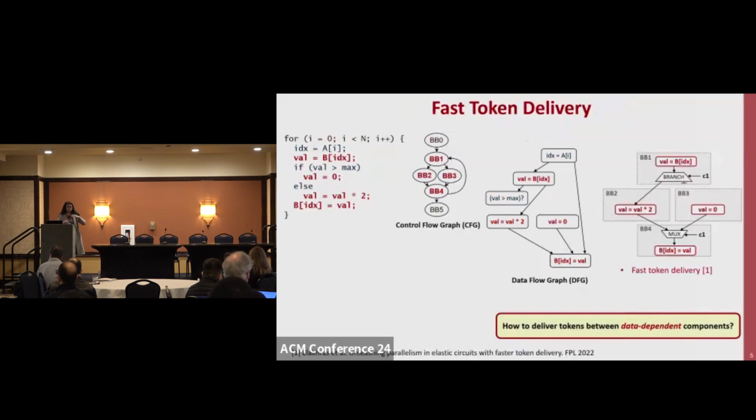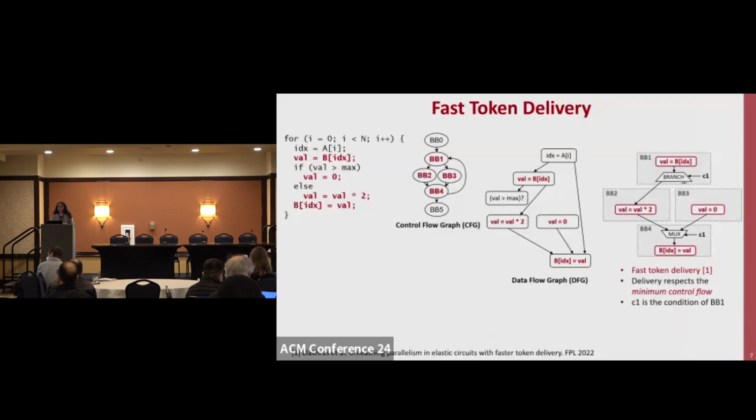The circuit you see to the right here is doing the delivery of the data in the variable val. It is a product of our recent work called fast token delivery that delivers the data with the minimum possible control flow. So as I said, what's so special about this circuit is that it honors the data dependencies while holding the minimum possible control flow. And in doing so, it exploits levels of parallelism that were not achievable by prior solutions.